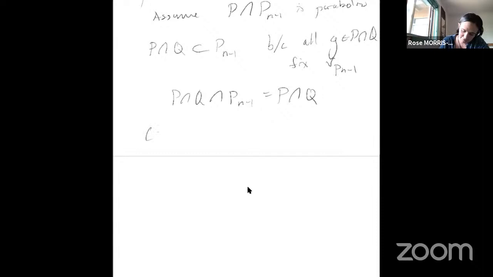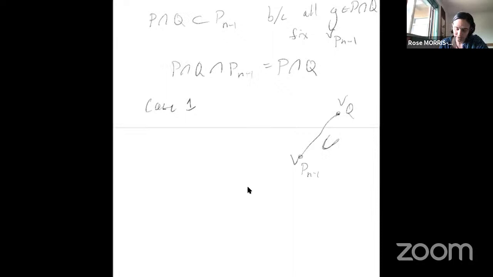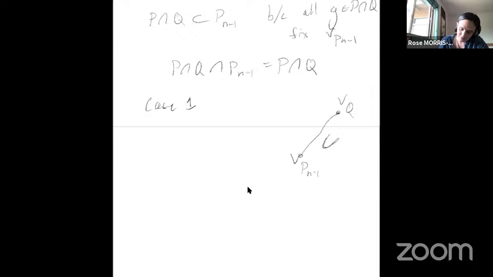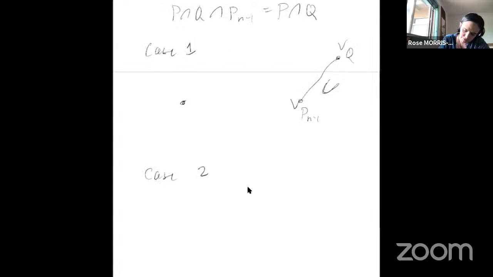Case one is the case where the end of my path looks like this. So I have Pn minus 1, and then up here I have Q, right? These are vertices, but I have my inclusion in this direction. And then case two is in the other direction. So there's case one, here's case two. I should draw these. Here's VP. I did a bunch of things, and eventually I got here to V Pn minus 1 down to VQ.